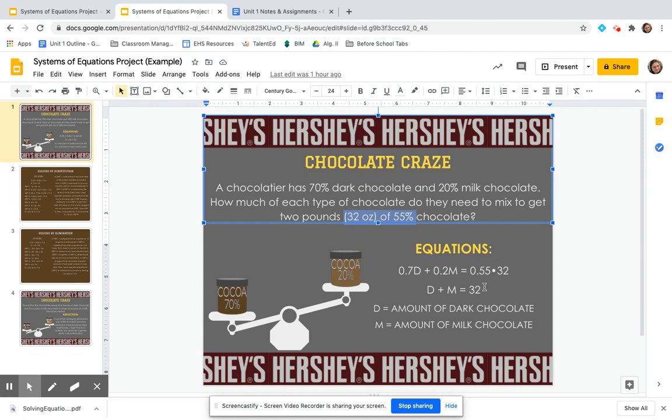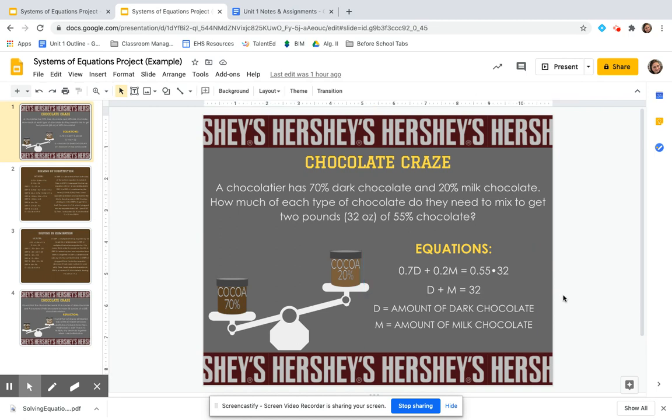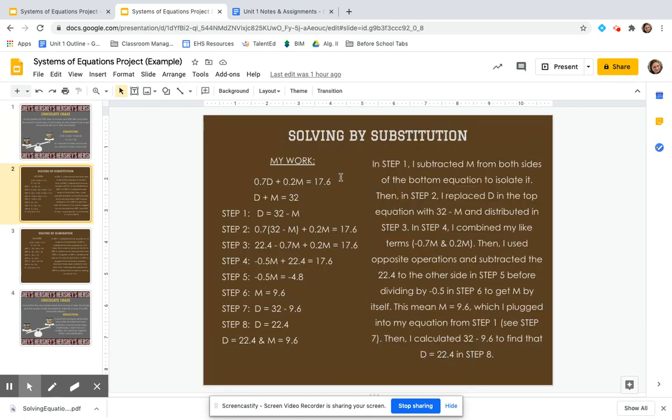Then there's 32 total ounces in my problem, so the amount of dark chocolate plus the amount of milk chocolate would have to equal 32, because I'm not going to have more chocolate in the end than I put in between those two together. So those are my two equations. Then I solved by substitution.